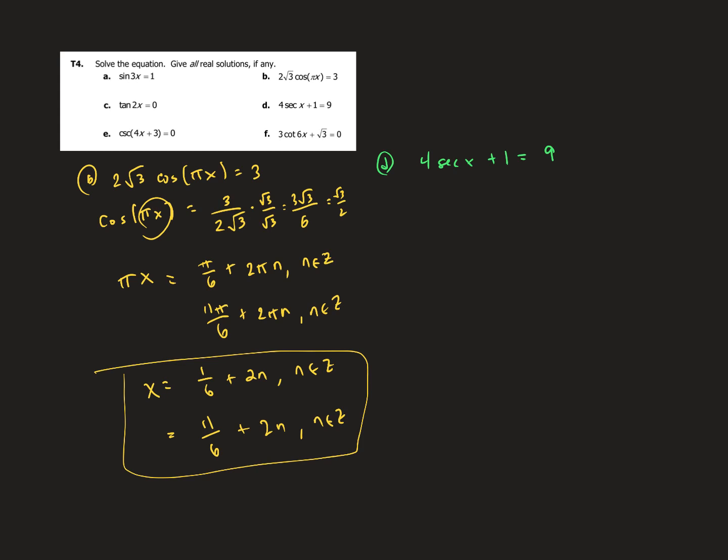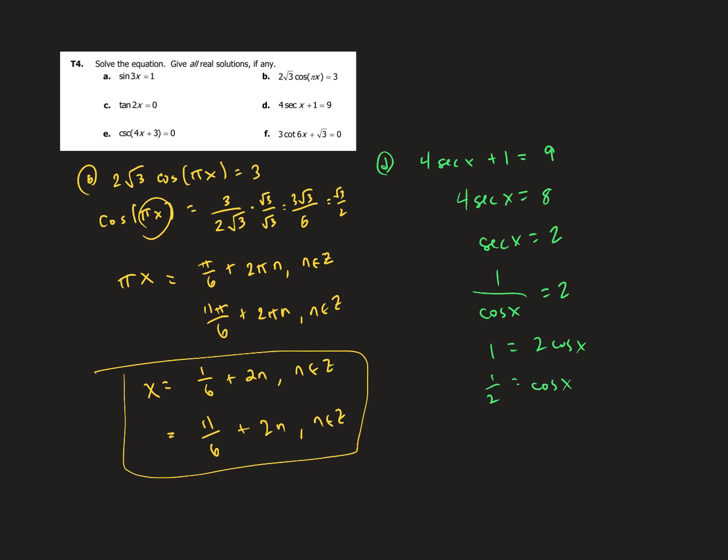Now, looking at D, again, we're going to start by solving for the trig function. So we're going to isolate the trig function. But now we have secant, and secant is not something we know in the unit circle. What we do know, though, is that secant is the same thing as 1 over cosine. So now I can multiply both sides by cosine, and then we're back to solving to get the trig function by itself.